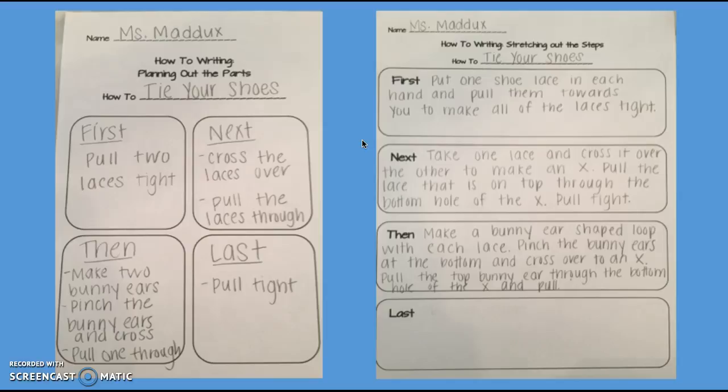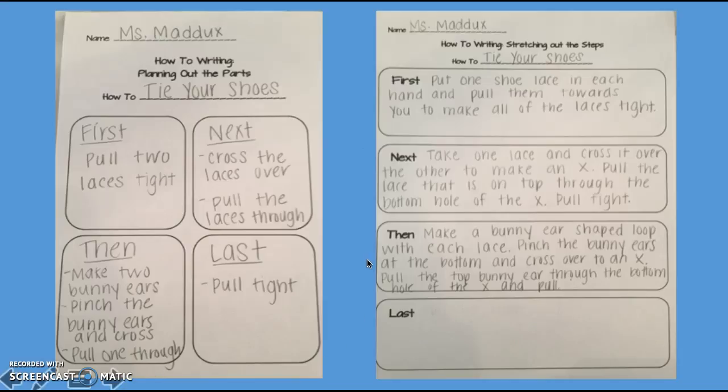Because if we leave out that detail, pull tight, that loop that we just made is going to just flop down on the shoe, and nothing's going to stay, and their shoe is certainly not going to stay on. All right, the third part was our then. So make 2 bunny ears, pinch the bunny ears and cross, and then pull one through.